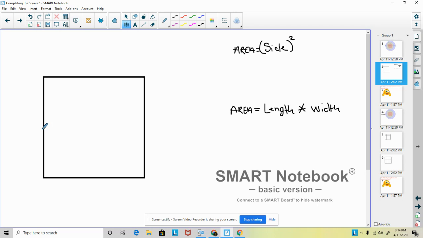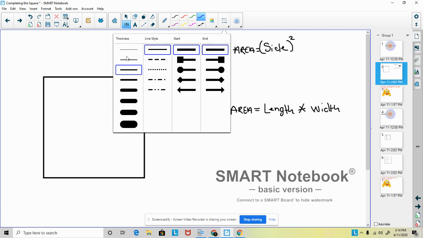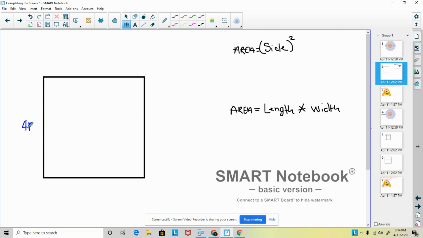For an example, if I wanted to calculate the area of this square, and right now I didn't give you any dimensions, let's say the dimensions for this square are 4 feet, 4 feet, 4 feet, and 4 feet. You know that it's 4 feet on every side because if it's a square, then all sides have to be equal.